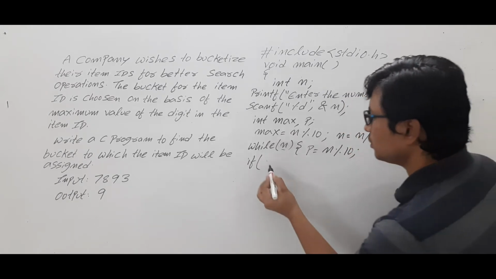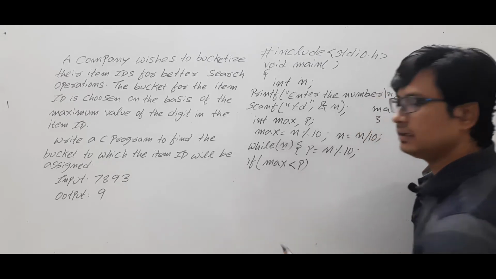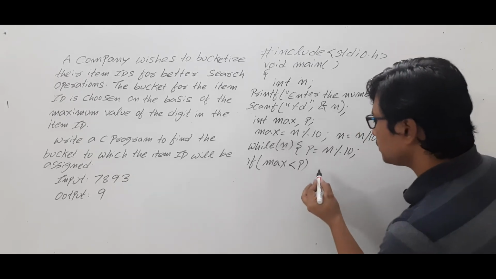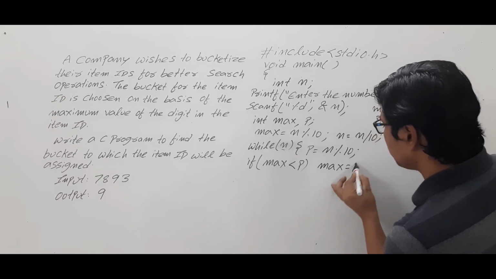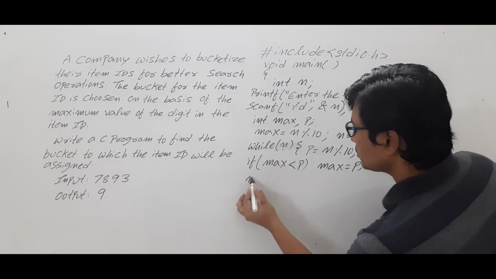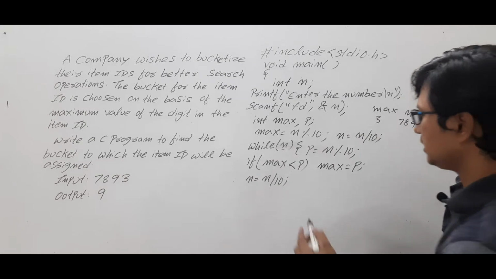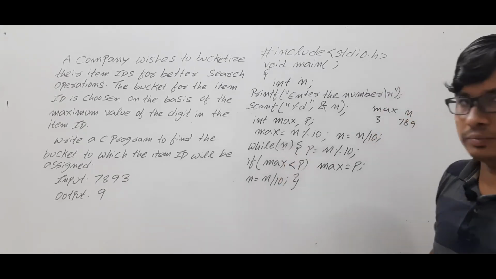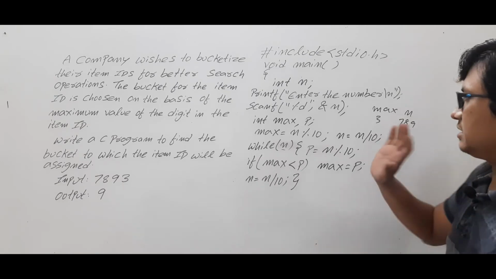Is it clear? So if max is less than P, then what do I need to do? I need to do max is equal to P. Then n is equal to n division 10. Okay, let me end the while loop. Is it clear for you? If you do not understand, let me discuss with a simple example.